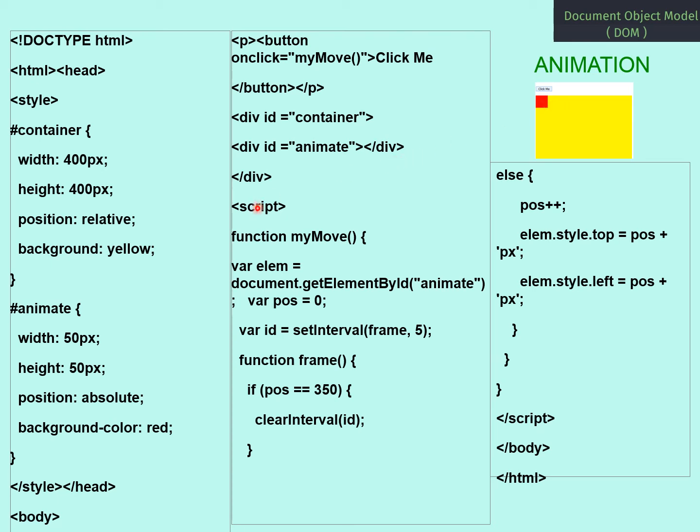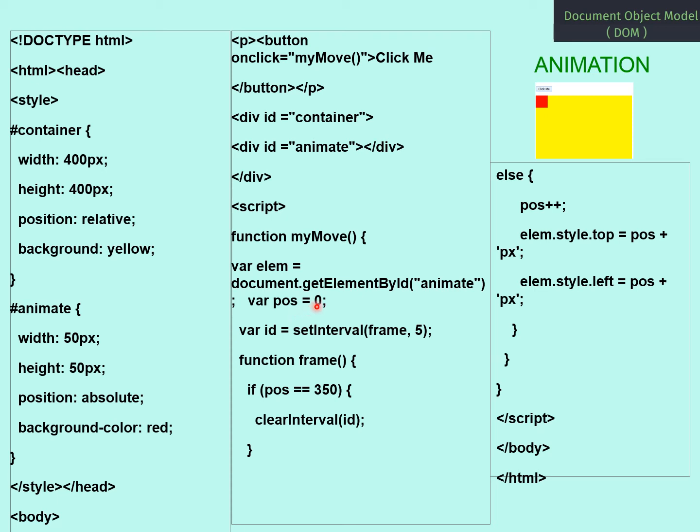So now we can see the script section. Then the script tag is opened. Inside the script tag, the function myMove is defined. myMove is a function that will be called whenever this particular button is clicked. Inside the myMove function, a variable is created with name element: document.getElementById animate. So by id we are trying to access the data in animate, which is the thing in the red color.